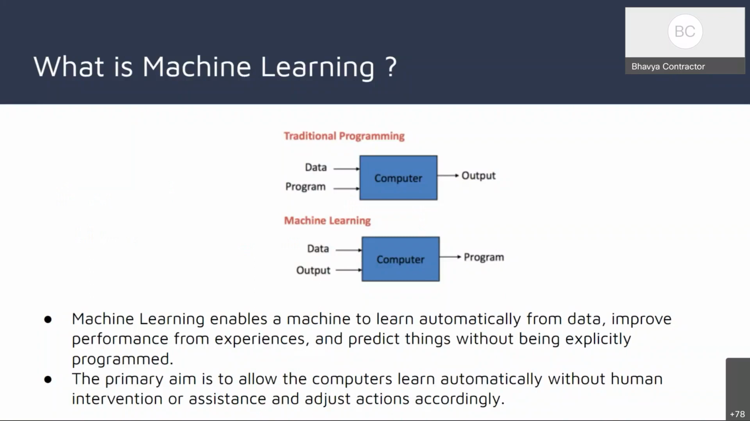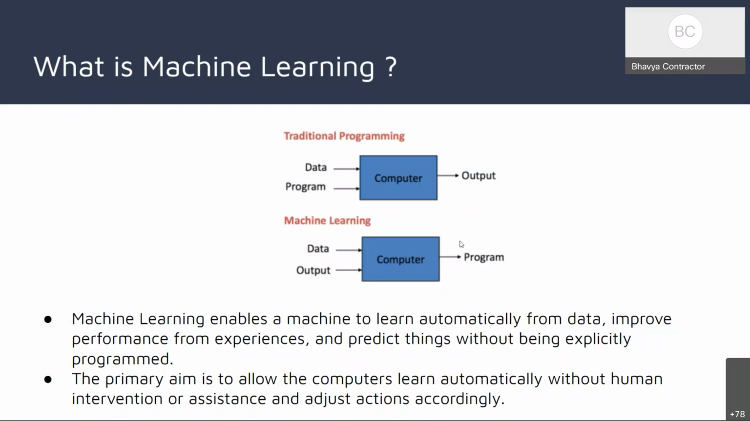Now let's first differentiate between traditional programming and machine learning. In traditional programming, we feed the data and the program to the computer, and in return, it gives the output. Whatever you code in C++ or something, you write a program and give the input data, and the computer gives the output. So that's traditional programming.